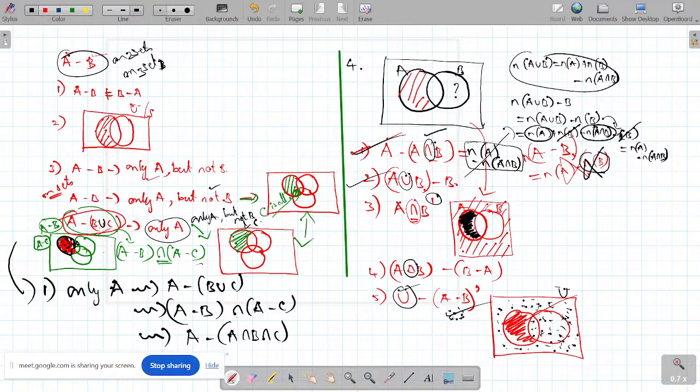See, you check this one. If I take the box, this is A, this is B, this is C. A is the full circle, and I'm removing the common area. See, this is the common area. I will not get this one also. So this is not A intersection B intersection C.